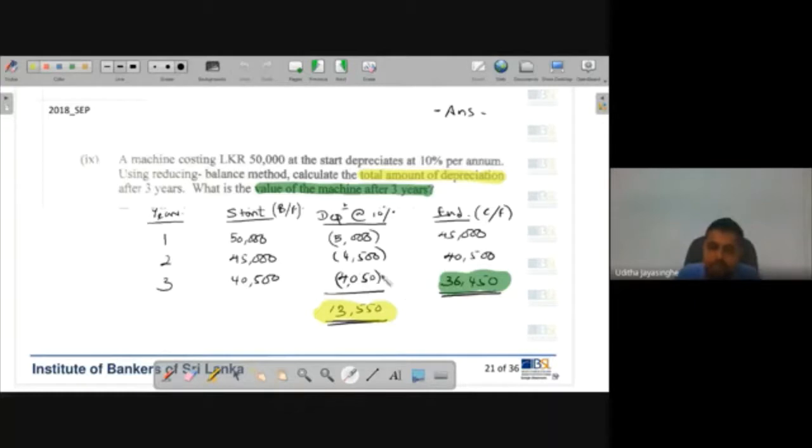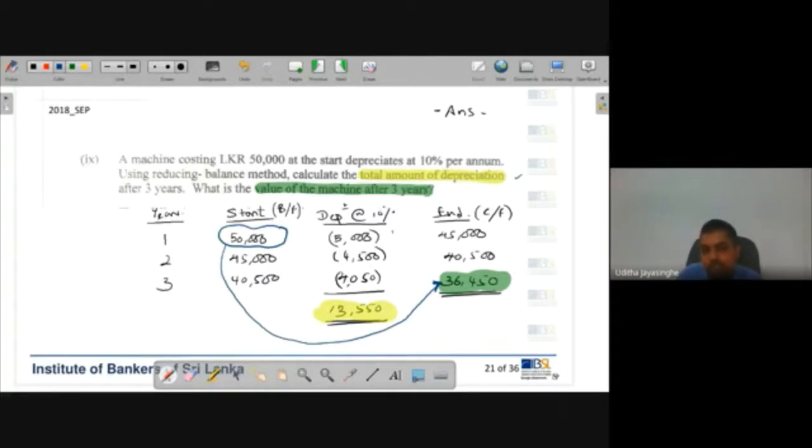What is the value of the machine after 3 years? This is the answer, 36,450. What have we done here? From the value of 50,000, we have taken out 3 depreciation rounds and we have calculated the estimated value of the machine after 3 years to be 36,450. And the part in this yellow highlight is the total amount of depreciation after 3 years.